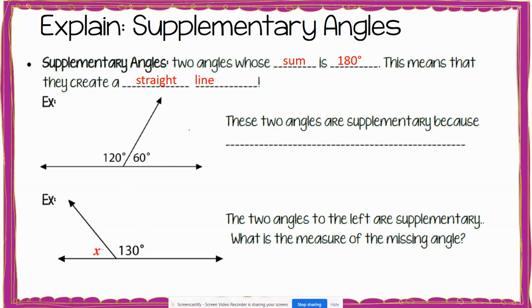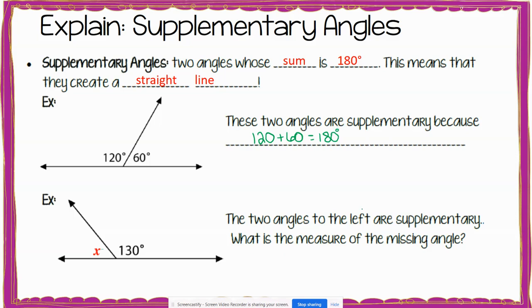In the first example, we know that these are supplementary, first of all, because there is a straight line, so we know that together these should equal 180. We also know that they are supplementary because if we add 120 plus 60, we get 180. So we know for sure that these are supplementary.